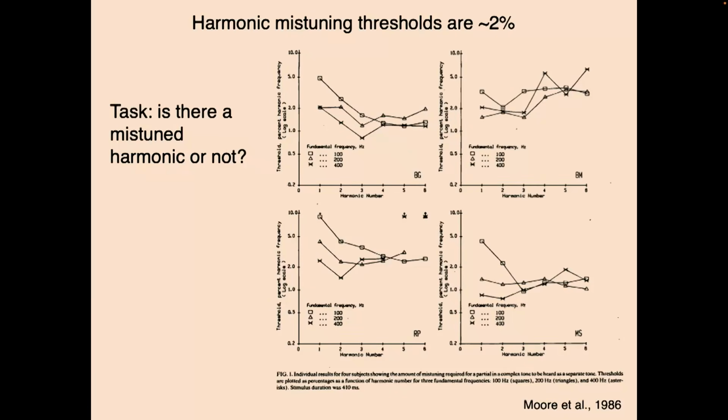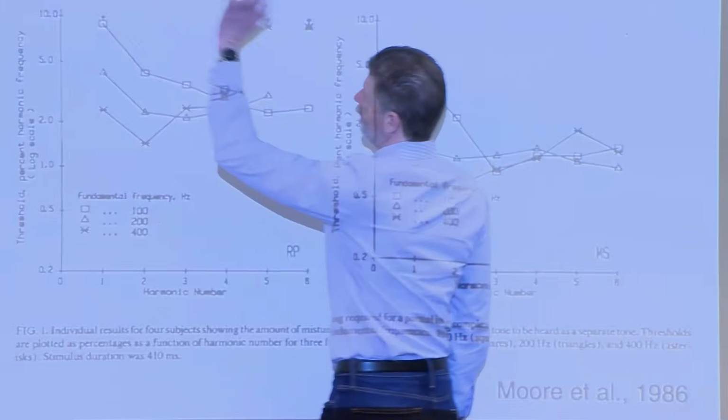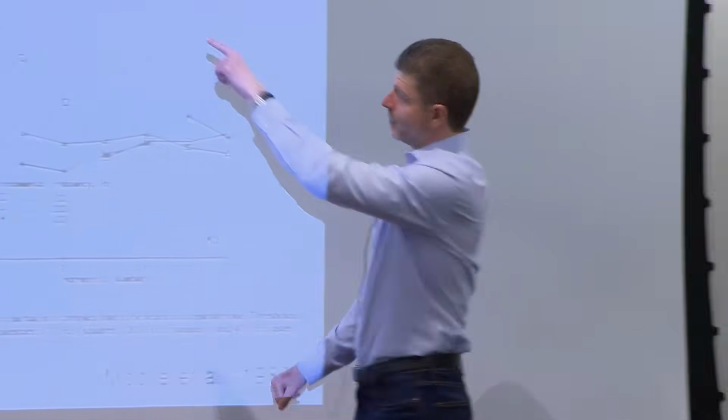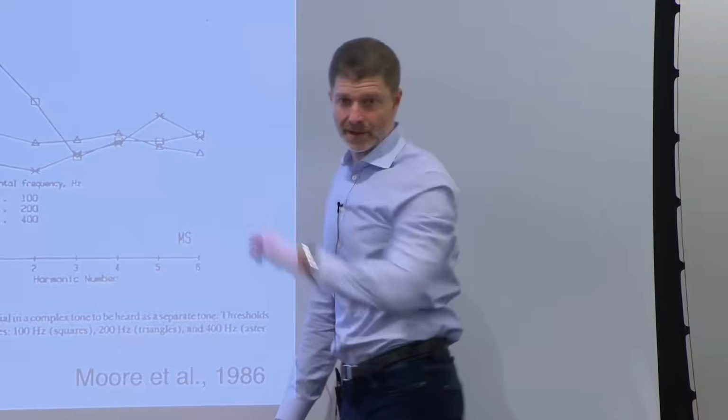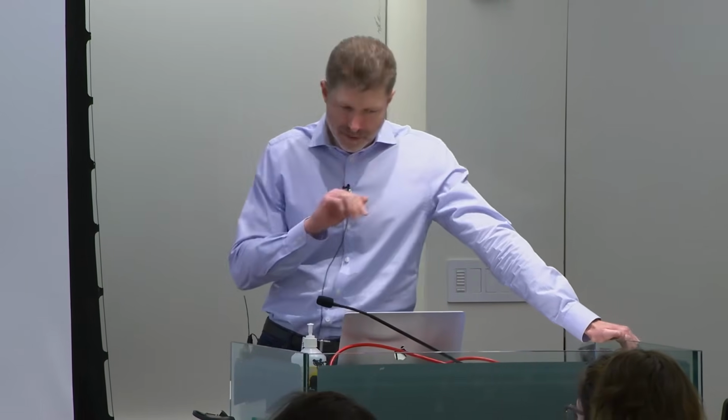So this is just 4 different people. That's the threshold. This is the number of the harmonic. None of this really matters. The point is the numbers are small, right? 2%. So people are very sensitive to this. Okay. All right. So here's something related to this that is really pretty cool.